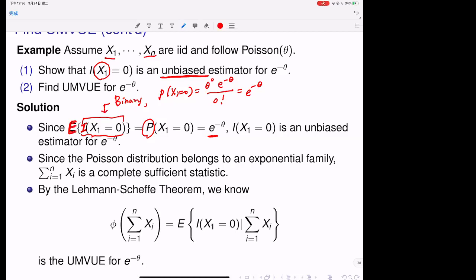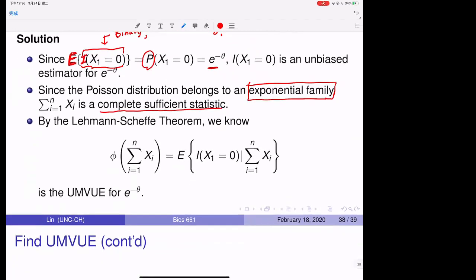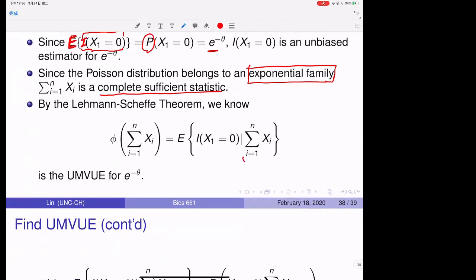Then using method number 1, you try to find the complete sufficient statistic. It's easy to show that, because of the exponential family, the summation of Xi is a complete sufficient statistic. Then by Lehmann-Scheffé, given the complete sufficient statistic, we derive the expected value of your unbiased estimator.